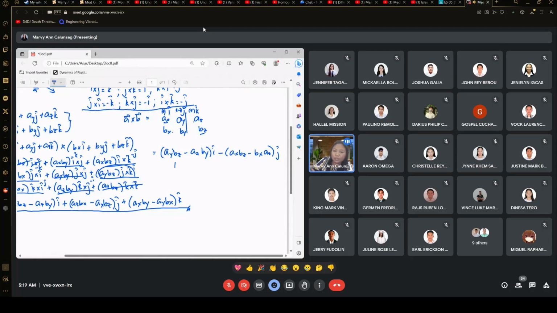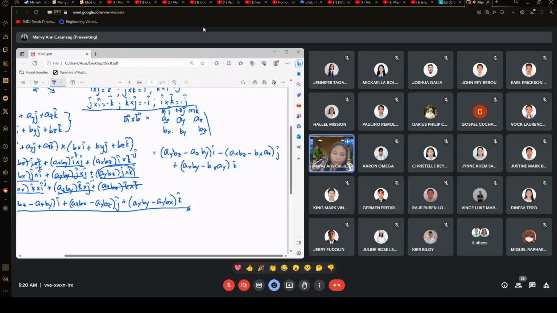And then the last one, plus, so K is positive. Under K, we will imaginary delete these elements. What remains, we have AX, BY, minus the product of BX, AY. This will be the component of your K component.